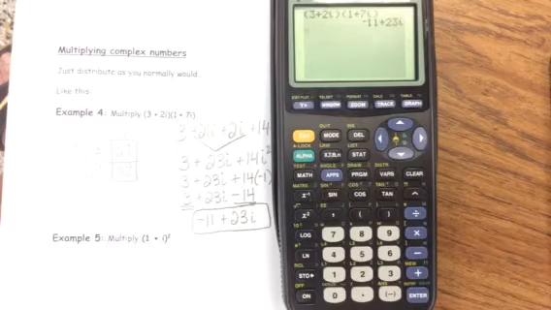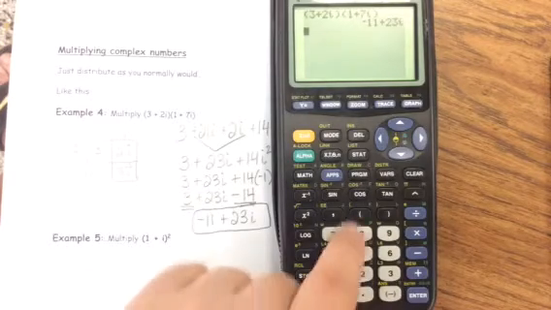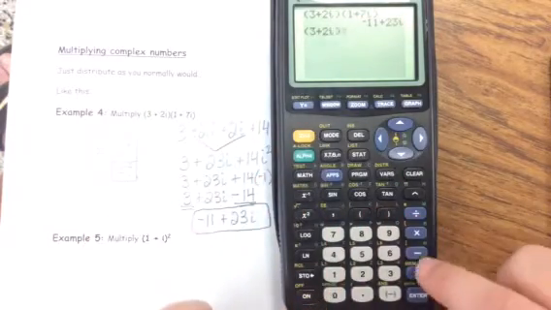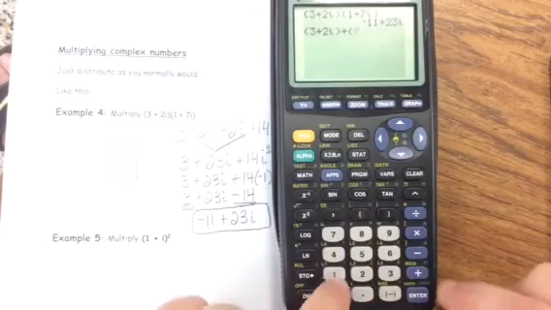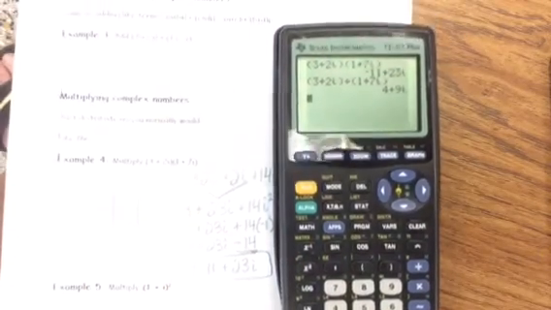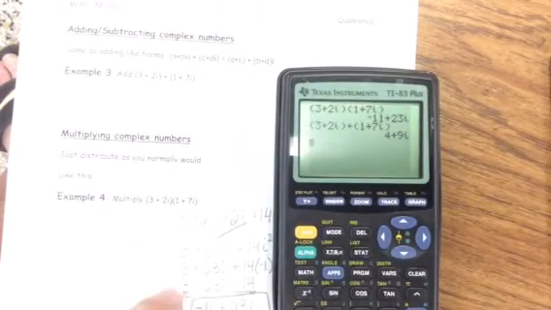Can you do that with addition? Well, sure. We'll take the same problem from above. 3 plus 2i plus 1 plus 7i. And I'm pretty sure that's the same answer we got up here.